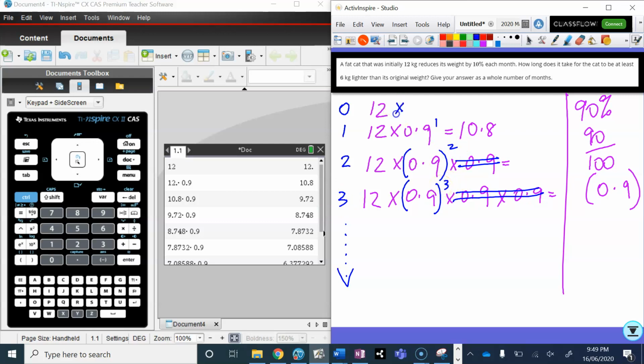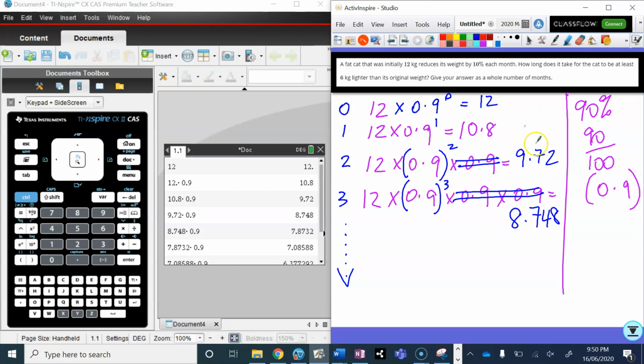So taking that a little bit further, we would expect that at month 0, the power would be 0. And if you remember back to indices, you know that anything to the power of 0 is 1, and 12 times 1 is 12. So that's exactly what we were expecting with our answers there. When you calculate 12 times 0.9 squared, you get 9.72, and when you calculate 12 times 0.9 cubed, we end up with 8.748, and so on and so on.